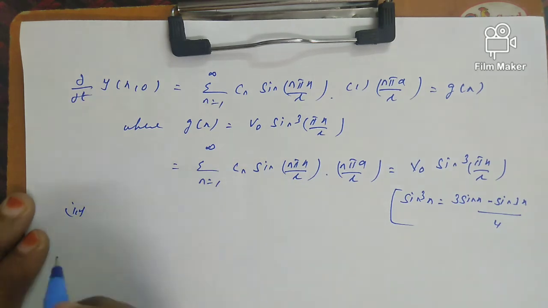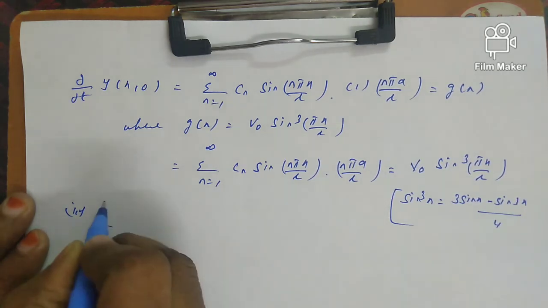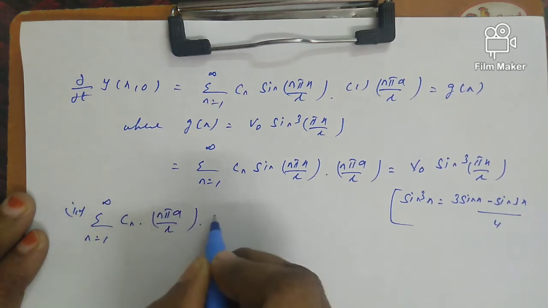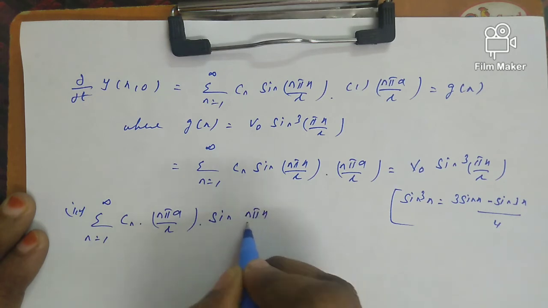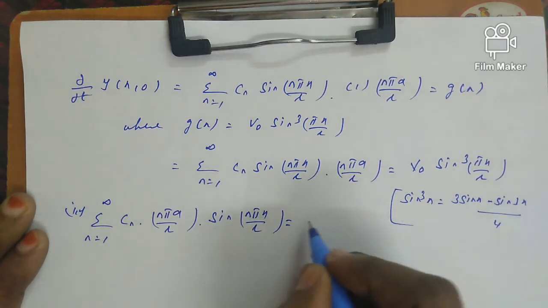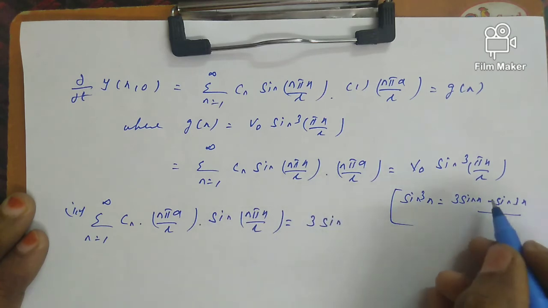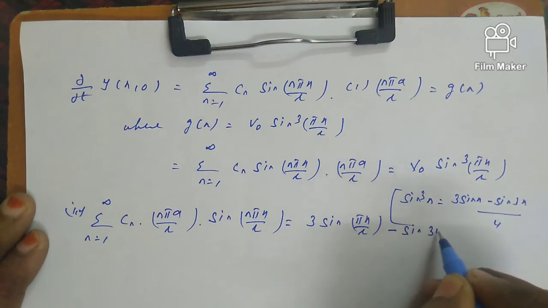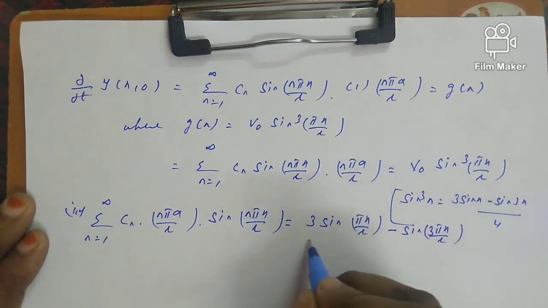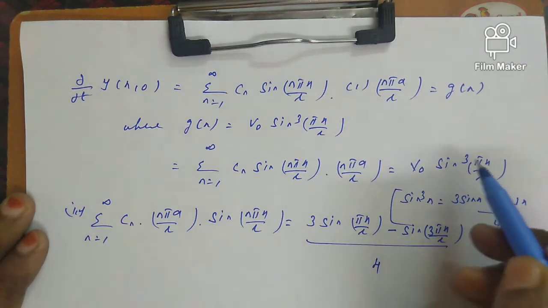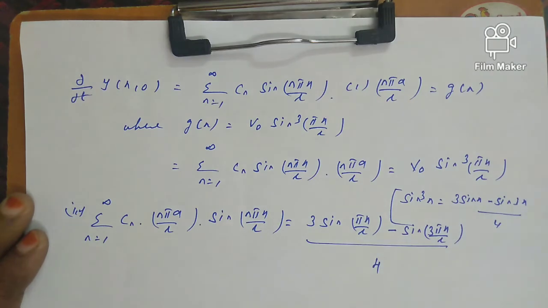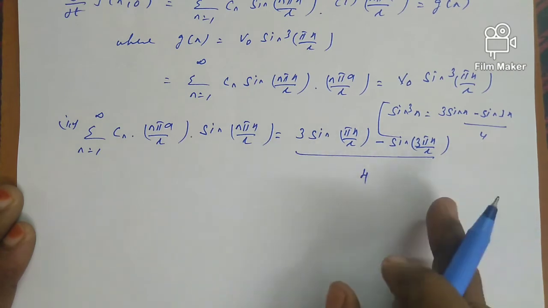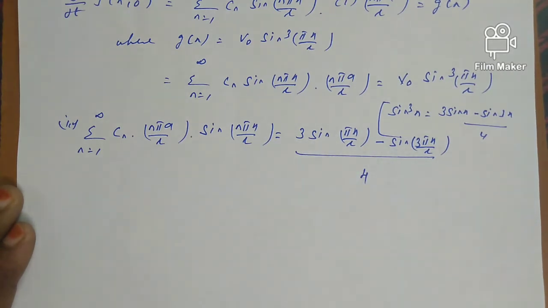So before applying that, we will write the sum from n equals 1 to infinity of Cn into nπa/L into sin(nπx/L) equal to (3 sin(πx/L) minus sin(3πx/L)) whole divided by 4. Instead of sin³x we have applied this result. Now look at this, in the left hand side as well as in the right hand side we have the same kind of terms. So in this case we are going to equate the coefficients on both sides.